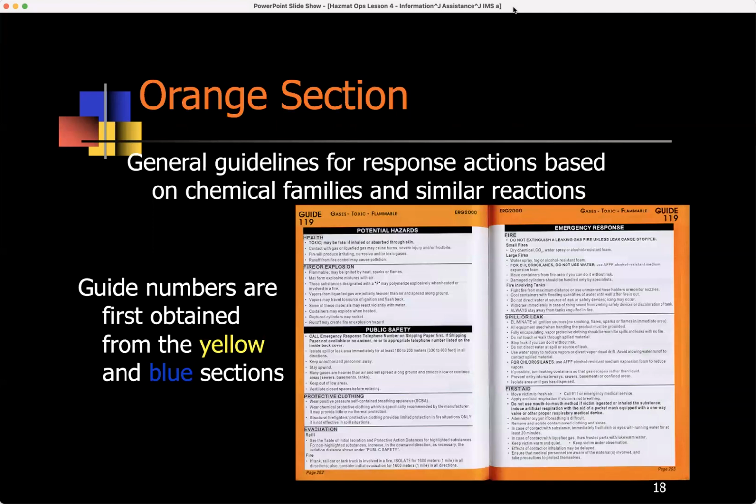The orange sections, here's where you start getting information on what to do, actions to take. Keep in mind that the orange section provides general guidelines for response based on chemical families and similar reactions. Okay? They are not product specific. They put materials in a group, and this is what you should do for that group of materials.